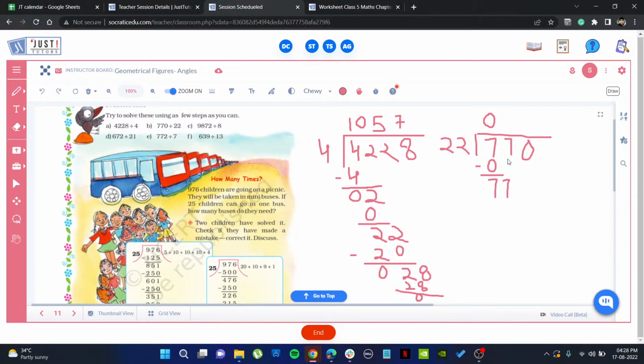It means that we need to divide 77 by 22. So for that, we should times 22 by which number to get number around 77? It is going to be 3. 22 times 3 gives us 66. So 66 here. It means that we need to take away 66 from 77, and we get 11.